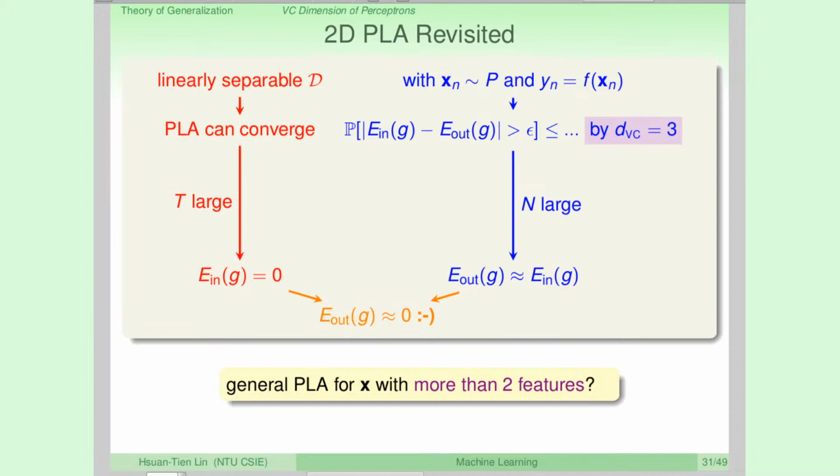And therefore, this is what we're going to do. We're going to prove the theoretical guarantee behind general PLA by proving the VC dimension of the perceptron hypothesis set for arbitrary dimensions.